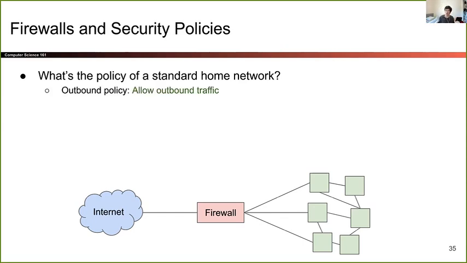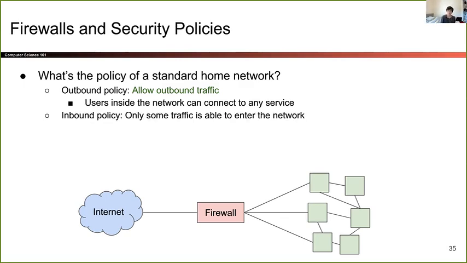So usually, I'm on my computer. My computer's making connections to Google. It's making connections to Zoom right now. It's making connections to Slack because I've got that open in the next window. So our outbound policy is to allow all outbound traffic. Just allow it. If we're inside the network, we just say you can connect to anything outside of the network.